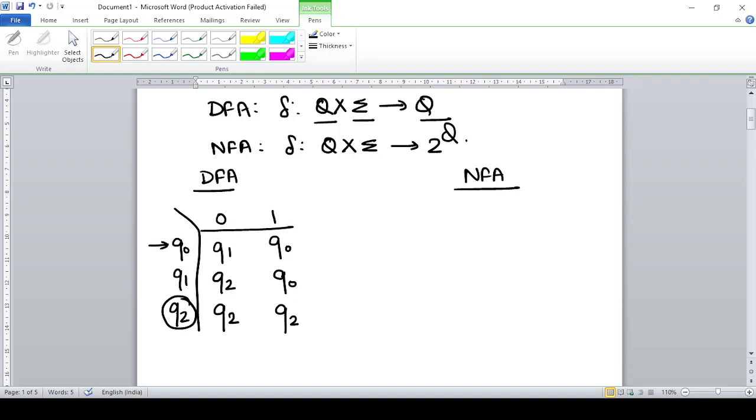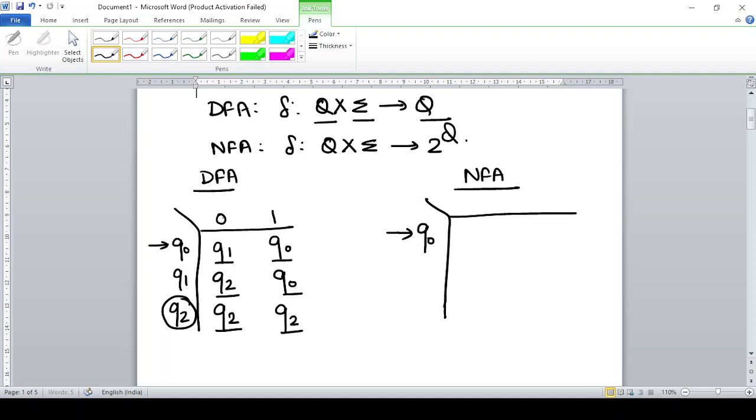Now you can see here that for every state and input symbol you are traversing to just a single state, not more than one state anywhere. But if I talk about an NFA, then even if there is a transition for a particular state and input symbol to more than one state, we will call it an NFA.